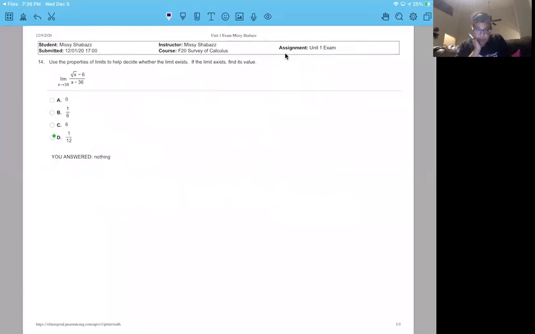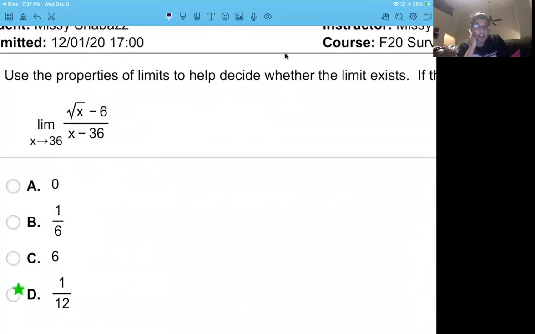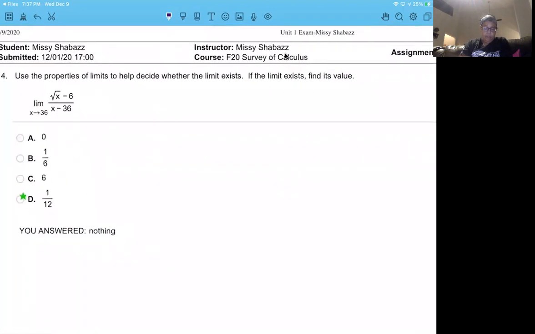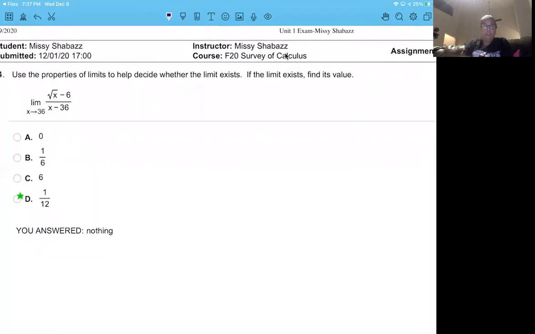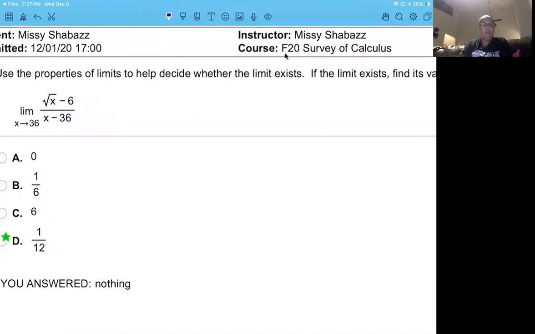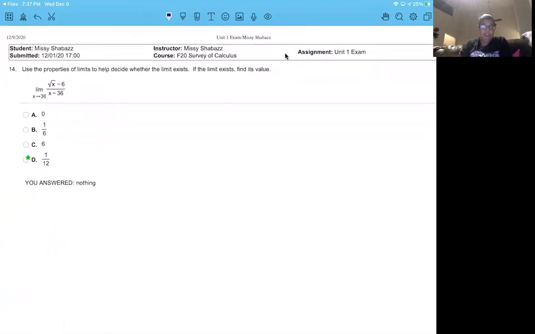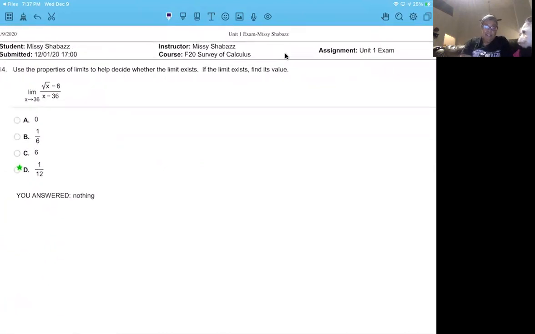All right, next question is we're going to find the limit as x goes to 36. Now we can't plug in 36 here because that would give me 0 in the denominator. So frequently when we see square roots in this class and we have limits, we should think about multiplying by the conjugate. So that's what I'm going to do.